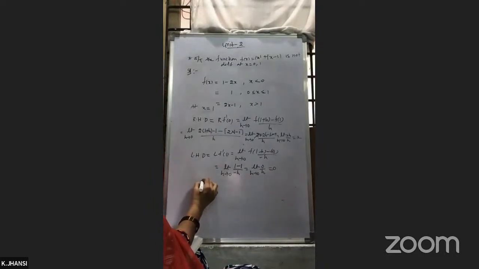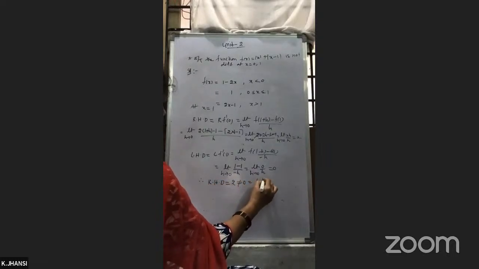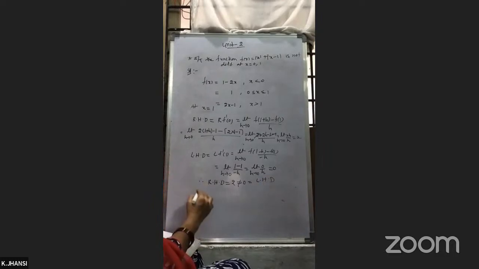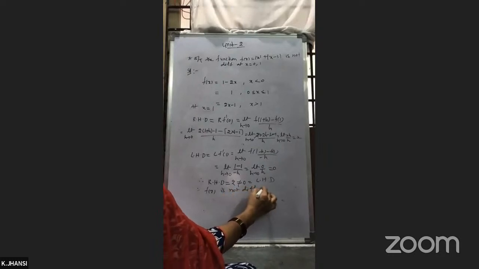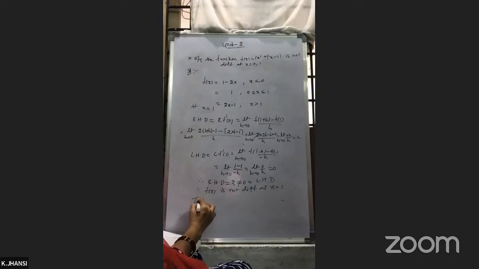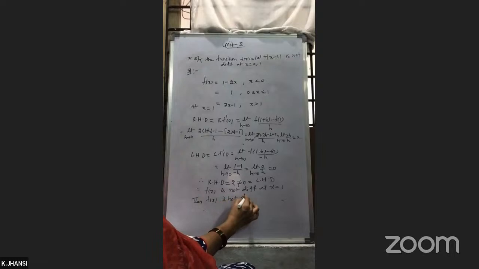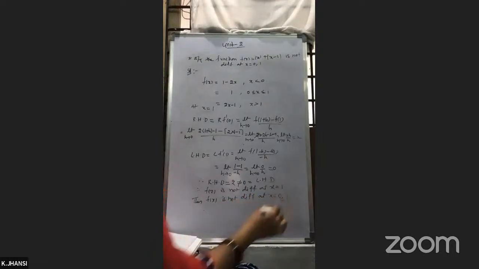So what we got as the values? RHD value is 2, LHD value is 0. Therefore, RHD is equal to 2, not equal to 0, which is LHD. Therefore, f of x is not differentiable at x equals 1. At last you write: thus f of x is not differentiable at x equals 0, 1.